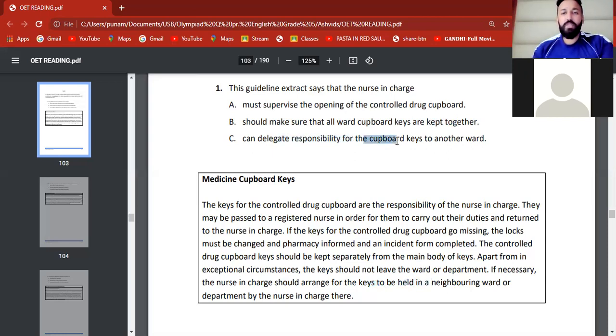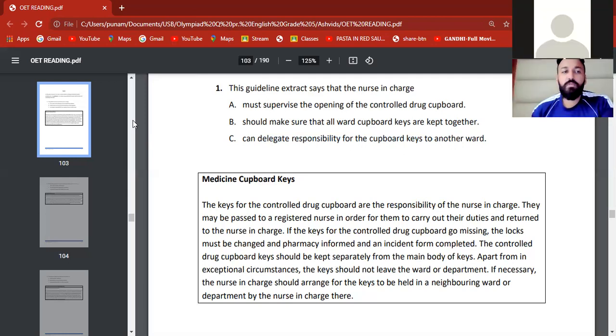So, can delegate responsibility for the cupboard keys. This is mentioned about the cupboard keys, right? In a neighboring ward or another ward. So she should arrange means she can delegate responsibility. Does it mention anything about A, which is must supervise the opening? No, it does not mention anything about supervising the opening of it. Option B was struck out in the beginning because it was contradictory to what is mentioned in the paragraph. On the other hand, C came up with matching synonyms with the passage. First synonym is another ward, that is the neighboring ward, and delegating responsibility is about should arrange the keys to be held in a neighboring ward or department by the nurse in charge there. So there you go, the answer is C.